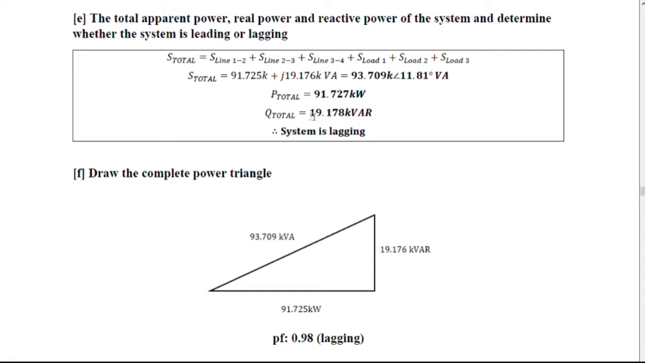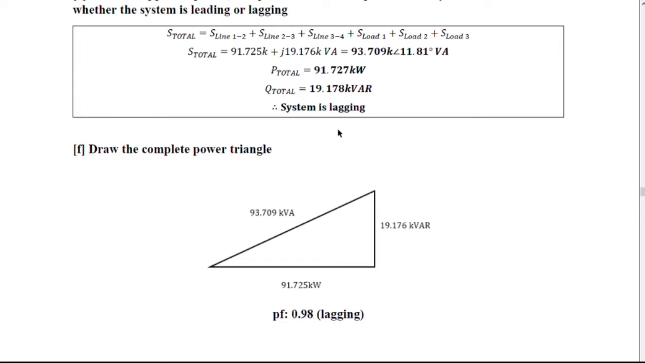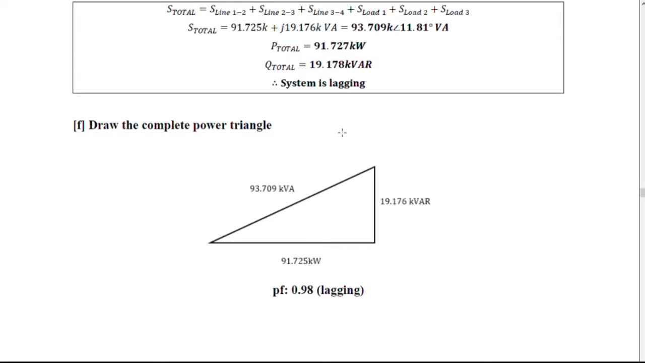The total real power is 91.727 kilowatt, whereas the reactive power is 19.178 kilo reactive power. By checking the angle of the apparent power, we can know that the system is lagging because the angle is not negative, it is positive.